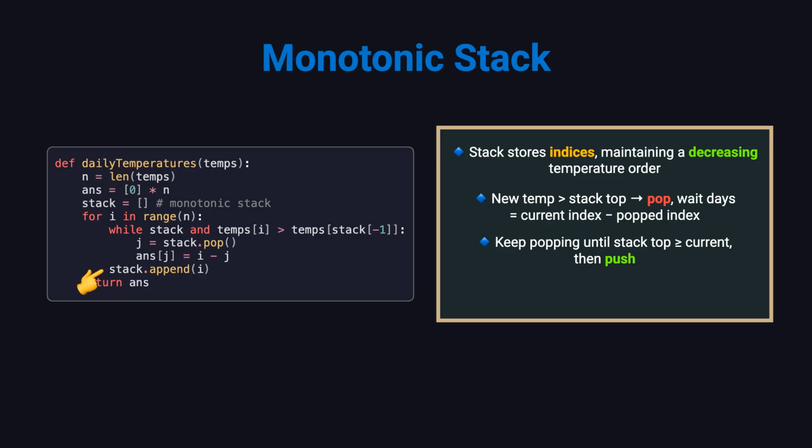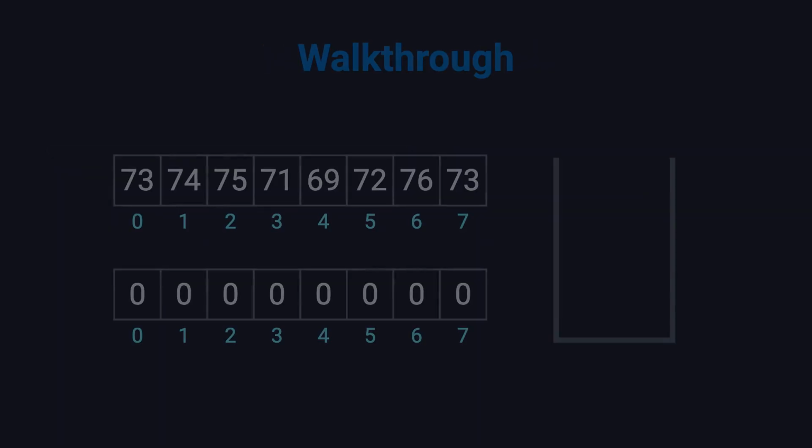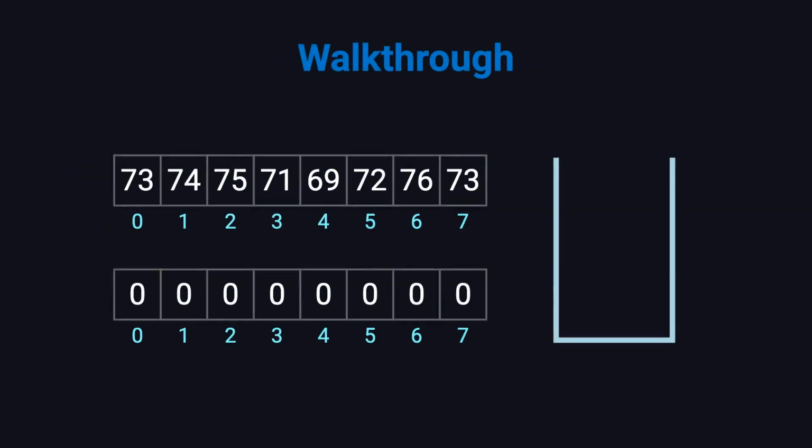Because the temperatures in the stack always decrease from bottom to top, this is called a monotonic decreasing stack. After the iteration, any indices still left in the stack never found a warmer day, so their answers stay at 0. The time complexity is O(n), since each element is pushed and popped at most once. Space complexity is also O(n). Now let's walk through it step by step. We start with an empty stack and a result array filled with zeros. The array is 0 indexed, so we'll start from day 0.